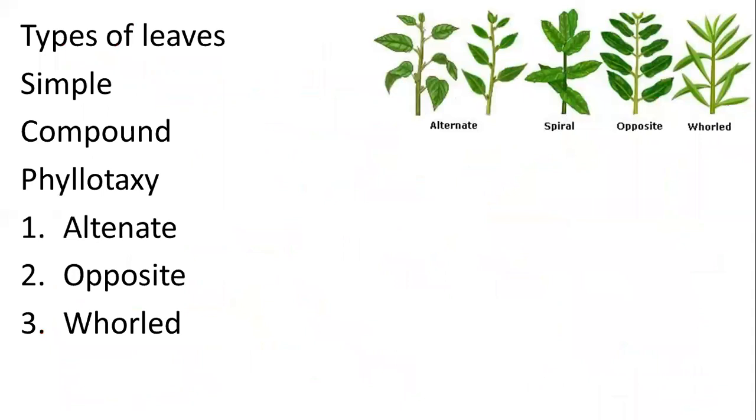Next, types of leaves. Based on the arrangement, we differentiate leaves into two types: one is simple and another one is compound. Simple means here the lamina is incised or intact, where the incision will not reach the midrib. Let's say a leaf is there, and the incision will be like this. So this is a type of simple leaf.